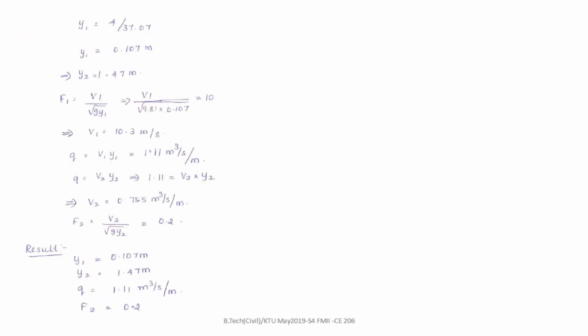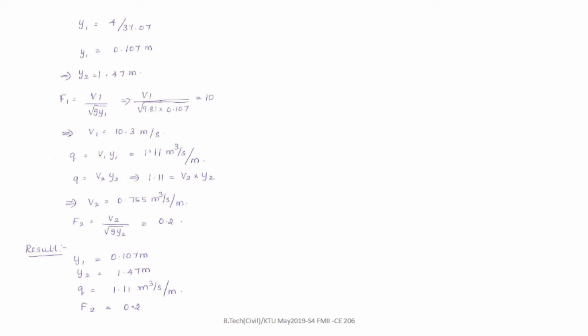So here discharge per unit width we have to find out. q is equal to V1 into y1. How did we arrive at this? We all know that small q is equal to capital Q divided by width, that is B. What is capital Q? Area into velocity, A into V divided by B. What is area again? As it is a rectangular channel, breadth into depth. B into y into V divided by B.